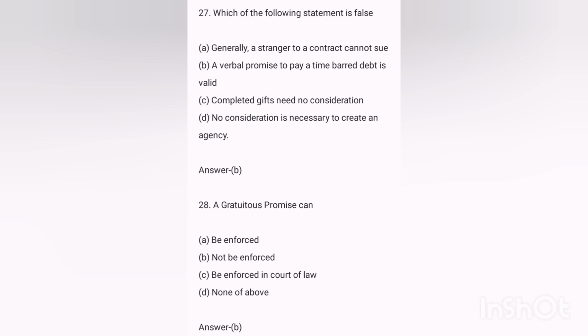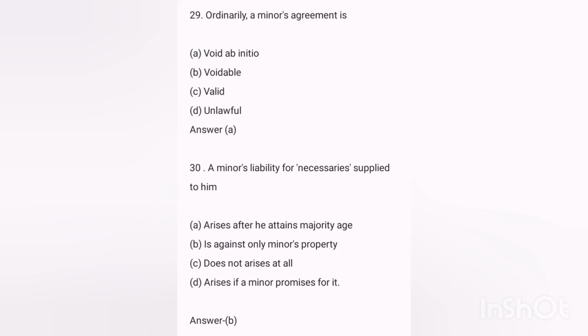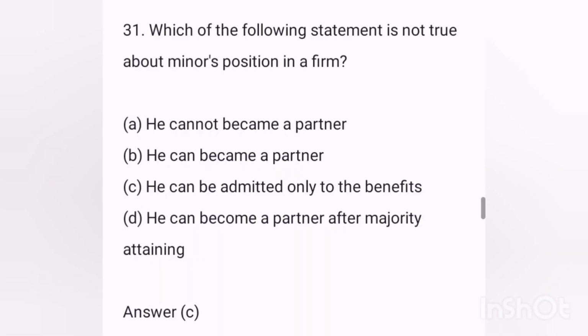Next, a guarantor's promise can. Answer was B, not be enforced. Next, ordinarily a minor's agreement is. Answer was A, void ab initio. Next, a minor's liability for the necessaries supplied to him. Answer was B, is against only the minor's property. Next, which of the following statements is not true about a minor's position in a firm? Answer was C, he can be admitted only to the benefits.